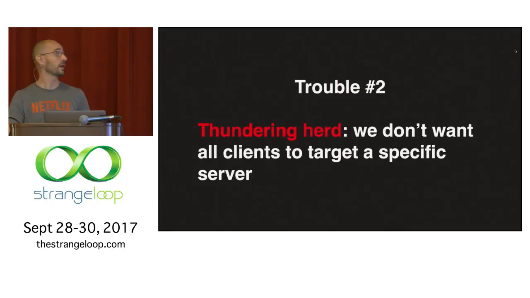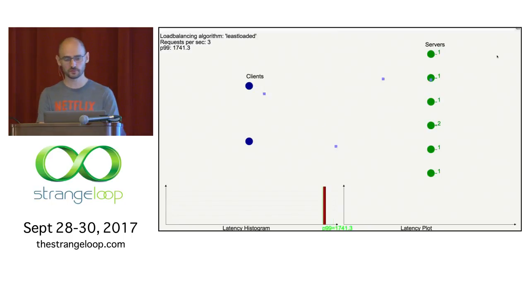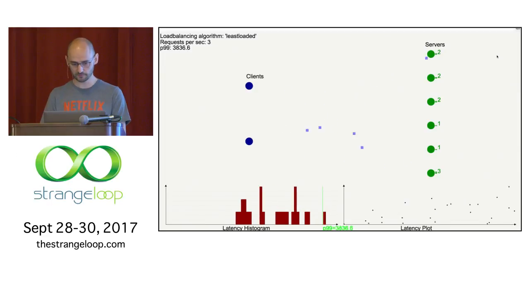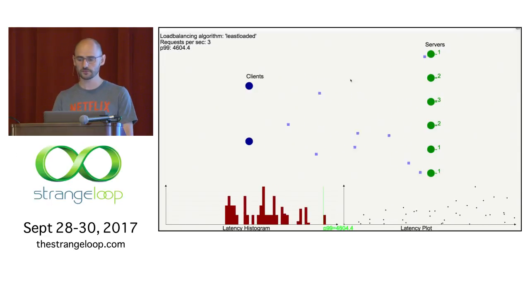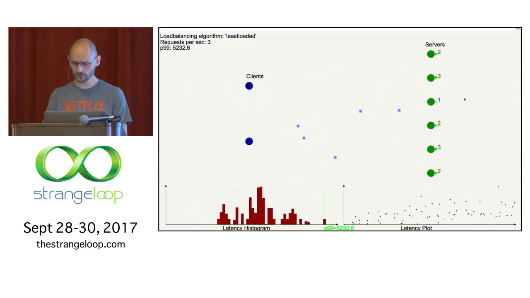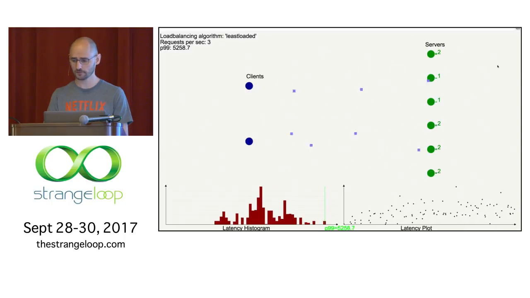Another trouble that you have with load balancing algorithms is a common one, which is called a thundering herd. It happens when multiple clients are focusing their traffic on a subset of the cluster. And I'll try to demonstrate that. That one is pretty difficult to demonstrate, so it may not be that obvious. So in that case, I have two clients sending traffic to a series of six servers. We are in steady state. Everything is fine. I have a P99 of 5 seconds.